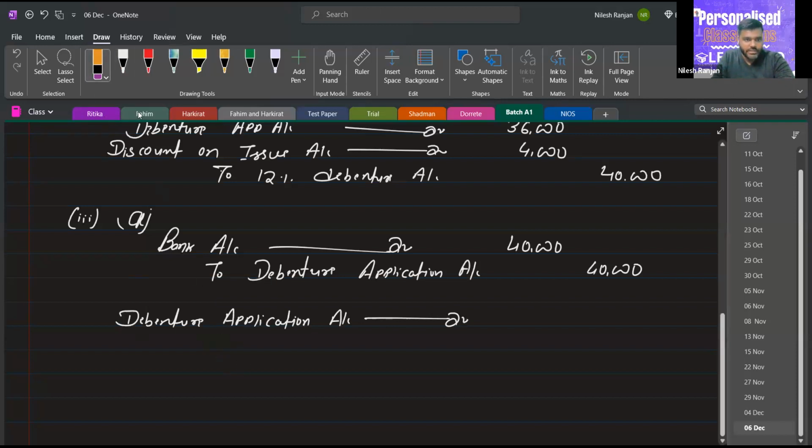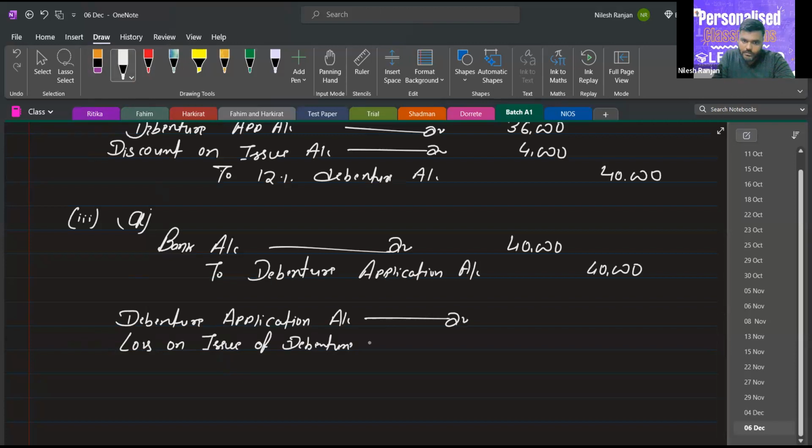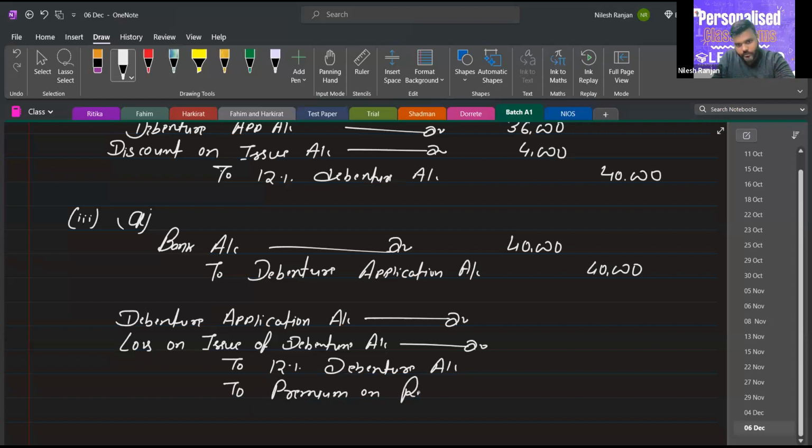There is loss at the time of redemption, so we have to record that loss. Loss on issue of debenture account debit to 12% debentures account and to premium on redemption account. The debenture application we received is 40,000 and the 12% debenture is also 40,000.